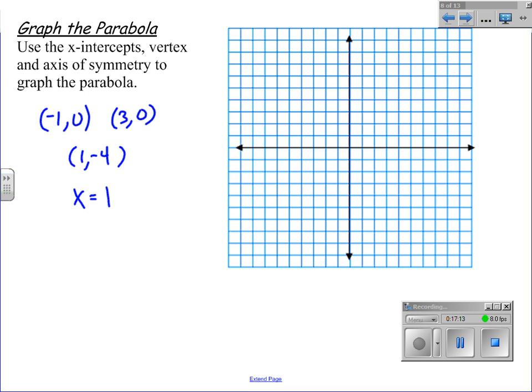We graph our x-intercepts. Negative 1, 0. 3 comma 0. 1, 2, 3. Our vertex is 1, negative 4. 1, 2, 3, 4. Our axis of symmetry is that line through there. So our parabola, and we can double check, our vertex is down here, our points are up here, it should be opening up, and that makes sense because our coefficient was positive. And then we just sketch it in. No perfect science here. Okay, there is our parabola.